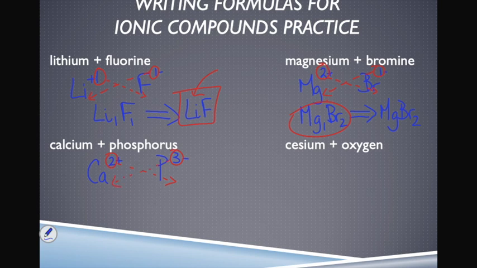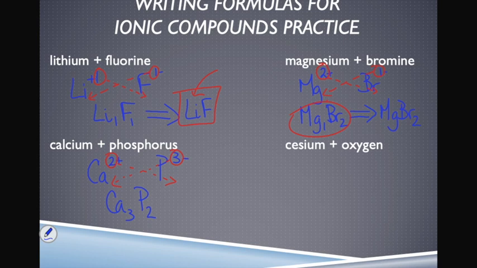So now when we write the formula, we've got Ca, and then we have to indicate that we've got 3. Where did the 3 come from? It came from the charge on phosphorus. P, we have 2 of them. So Ca3P2.